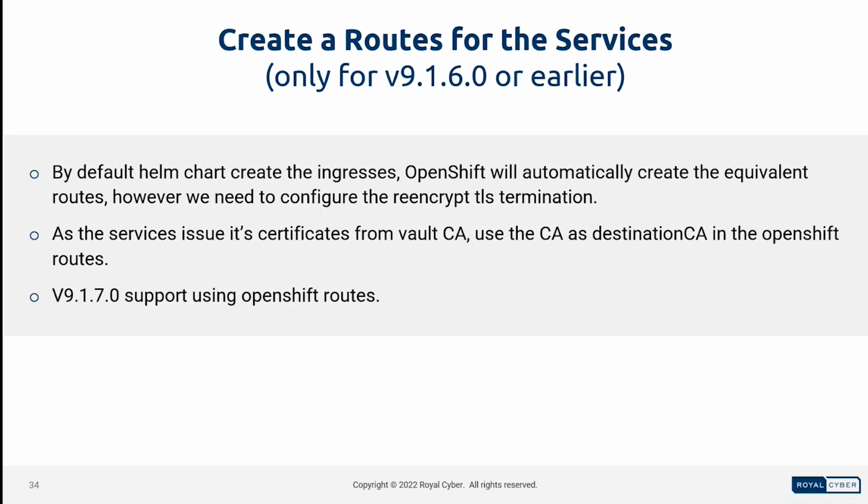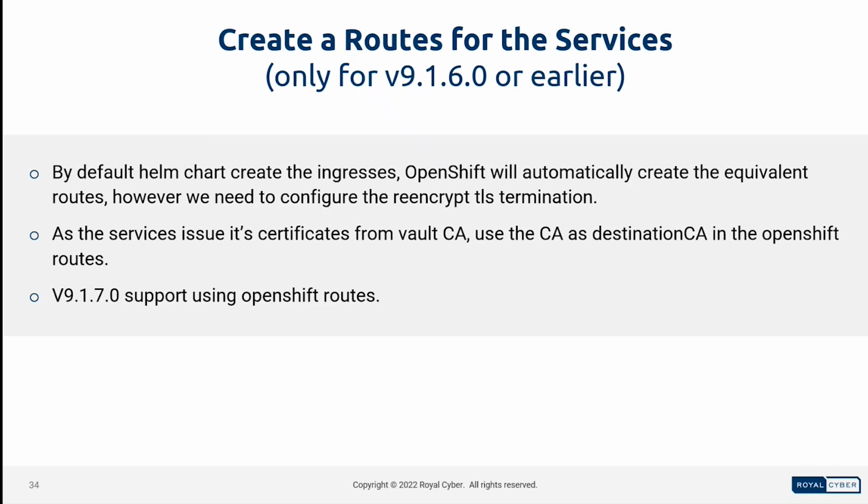After deploying the HCL Commerce version 9 stack, we need to create the routes for the services only for versions 9.1.6.0 and earlier versions, since the latest versions of HCL Commerce, starting from version 9.1.7.0, already support OpenShift routes. OpenShift routes simply allow us to host the application at a public URL.